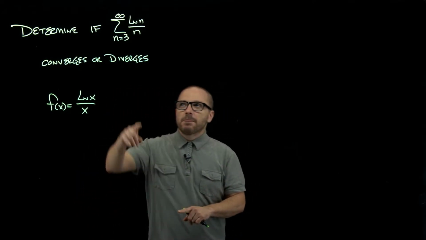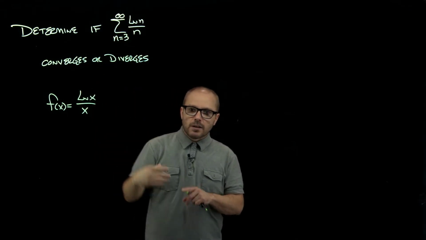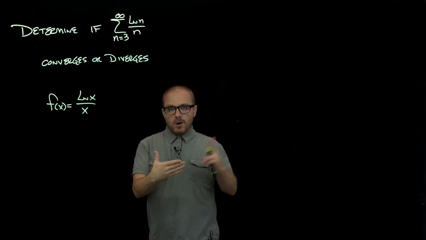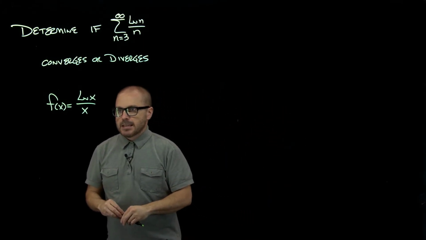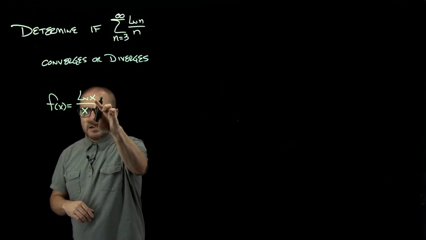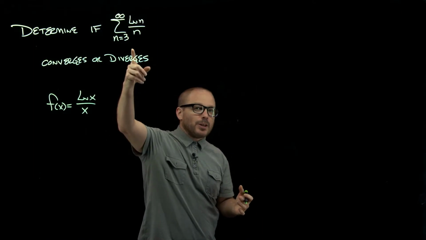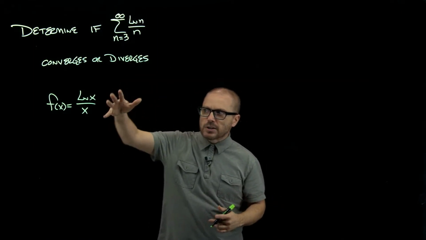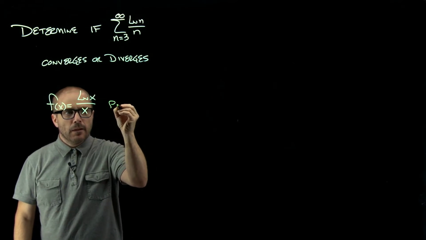Positive, well, we're only looking from 3 to infinity. Natural log is positive from 1 on, right? At 1 it crosses the axis, right? Let's just think about that. And x is positive when we're starting at 3 and going to infinity. So that ratio is positive. I can confidently say that.